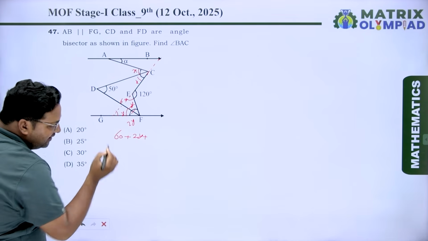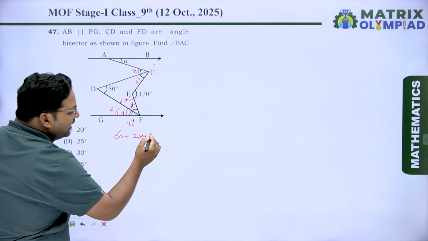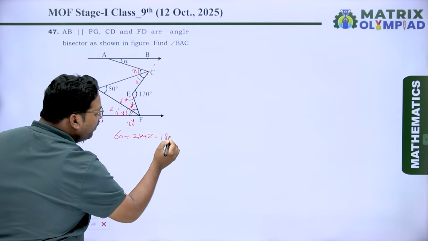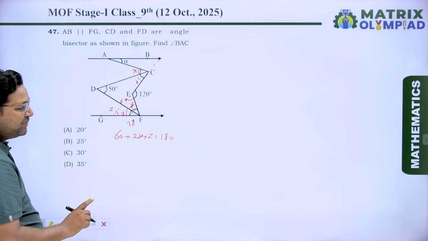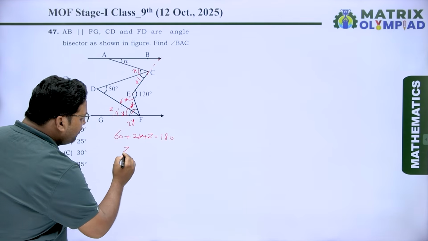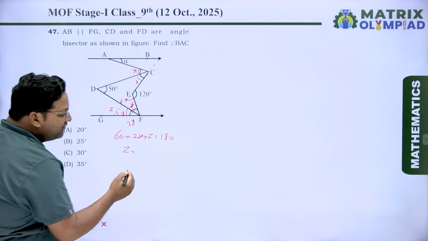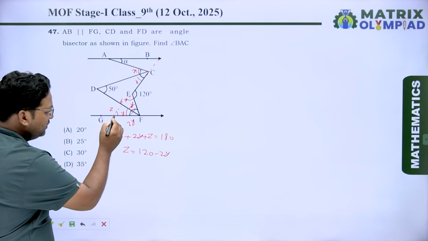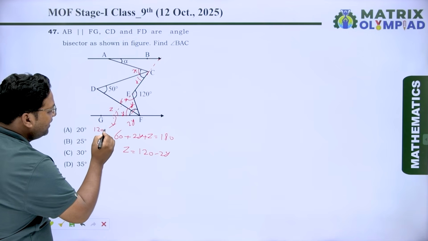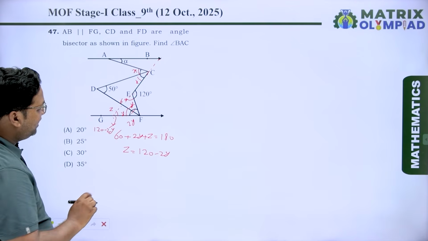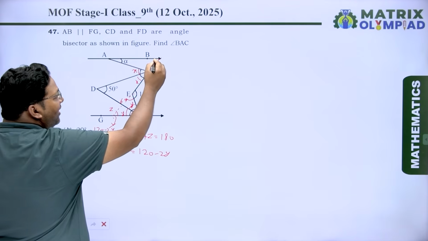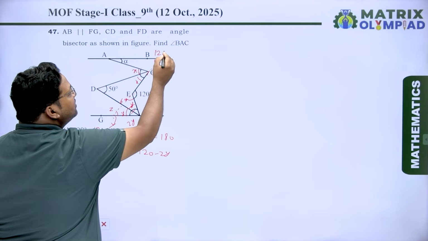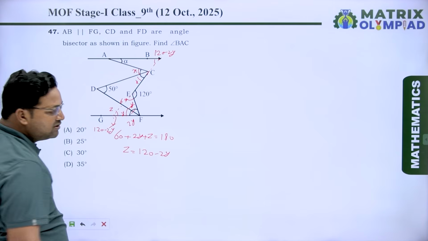So this angle, let us assume this angle is z. So 60 plus 2y plus z equals 180 degrees. From here we will get the value of z is 120 minus 2y. So this angle is 120 minus 2y. Here you can see this is the alternate interior angle of this angle. So this angle is 120 minus 2y.